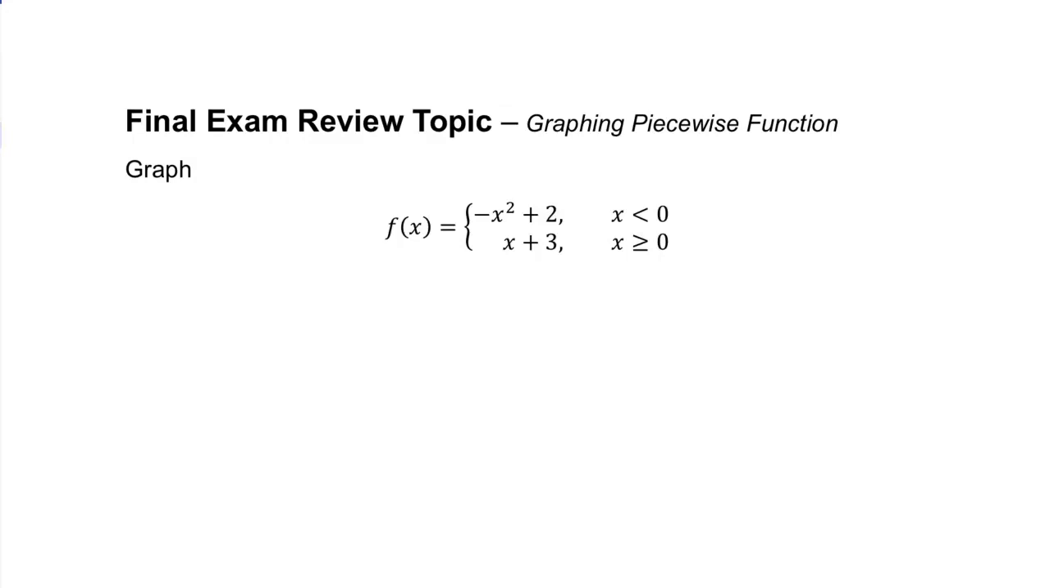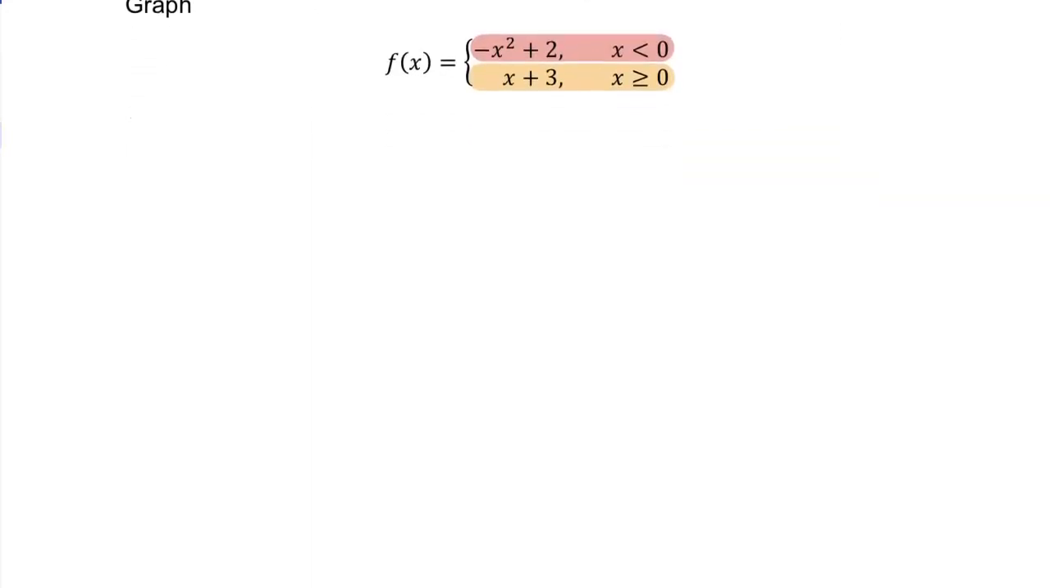This video is for Nova Online Math 161, and we're reviewing for the final exam and the topic of graphing piecewise functions. So we're graphing f of x equals negative x squared plus 2 for x less than 0, and x plus 3 for x values greater than or equal to 0. So we've got two pieces that we will graph on the same graph paper. So let me make the xy axes, okay?